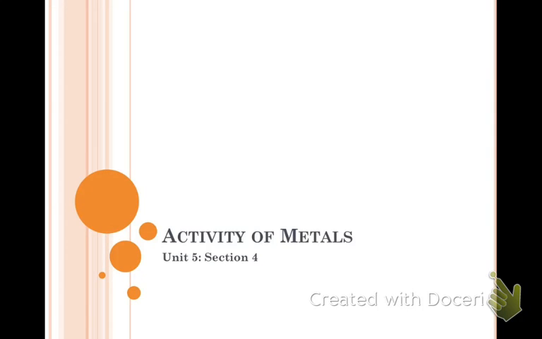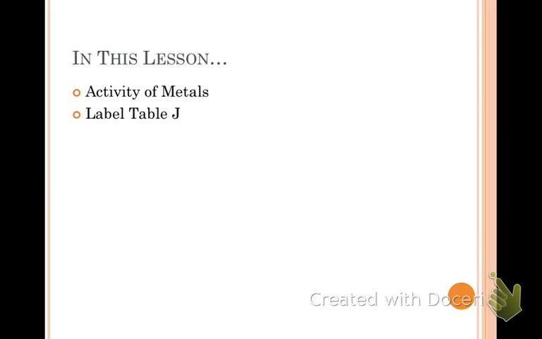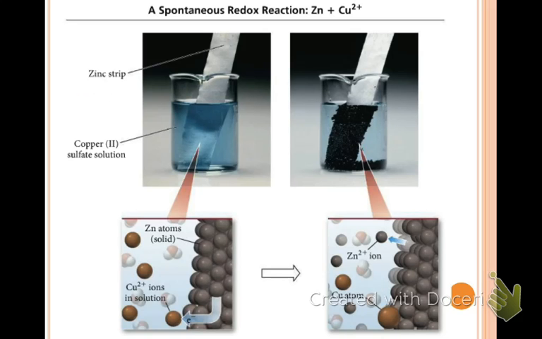Hi guys, so here we're going to talk about the activity of metals and my favorite table, Table J. So make sure you take that table out. We will be writing all over it, so make sure it's labeled for when I check it in class. We're going to talk about the activity of metals, which is dealing with Table J.